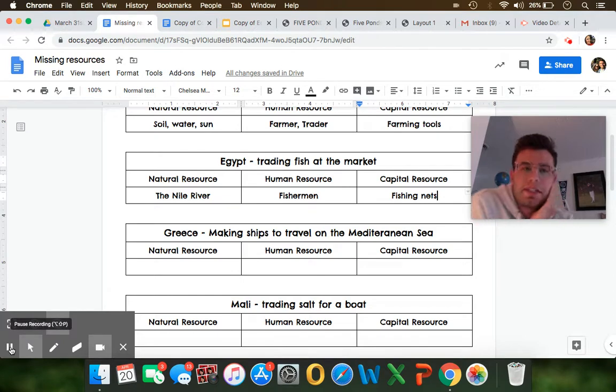Okay, here's my example for Egypt. And in Egypt, you were to be trading fish at the market. So I know a natural resource we would need to catch the fish is the Nile River in Egypt. That's where we would be catching the fish. A human resource would be the fisherman, and a capital resource that fisherman is using would probably be fishing nets or some sort of fishing equipment like fishing poles or things. But I know they use a lot of nets to catch fish.